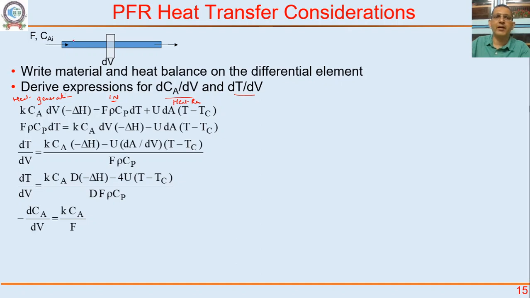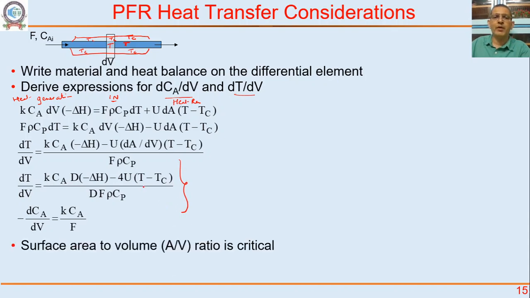There is a jacket now. The jacket is at a temperature Tc. Inside temperature is T at any location, of course. T is changing. Tc we are assuming to be constant. Tc is the same at all locations, cooling water at like 30 degrees centigrade throughout if I maintain high enough flow. Okay, so we need to solve these two equations together, like what we had done in our earlier case.